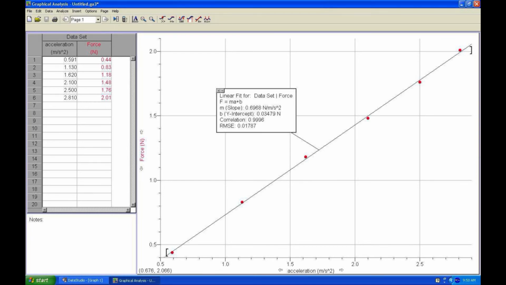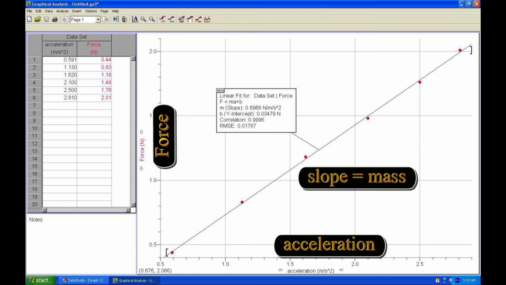Now let's include a meaningful line, that is, the best fit straight line to the data, by performing a linear fit. Note that the larger the force, the larger the acceleration. This, of course, is Newton's second law, and the slope of this straight line should be the mass of the cart plus the force sensor that you measured earlier.